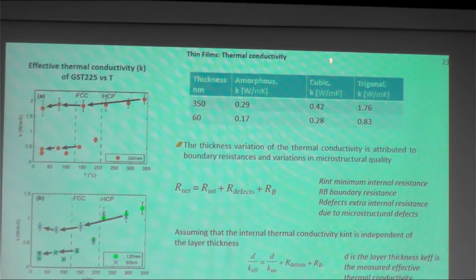So here, you can see in the table for the 350 nanometer thick thin film: amorphous 0.3, cubic 0.4, trigonal 1.67, and that's the size reduction. We have the change of the thermal conductivity too.